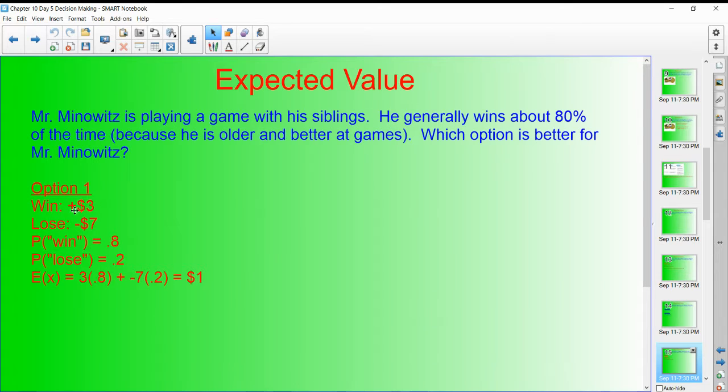So option 1, I can win $3 and lose $7. I said I win 80% of the time, which means the complement, which is lose, is 20% of the time. And I can find the expected value. So the expected value for option 1 is $1. I should expect to be profitable $1 for every time I play. Now we got to do option 2. So if you want, look back at option 2, what it said, what I win or lose, and then find the expected value for it.